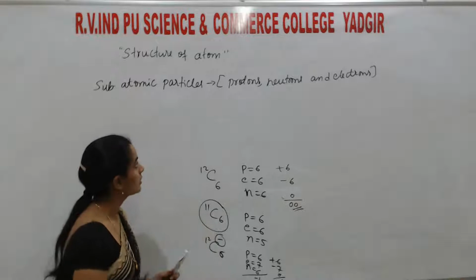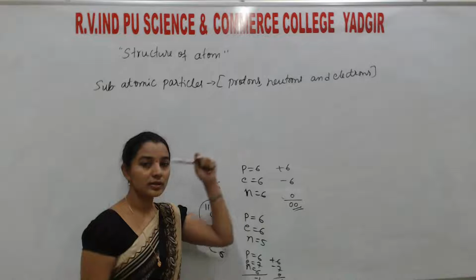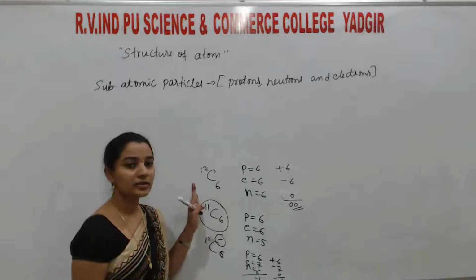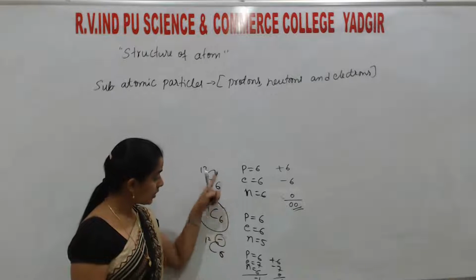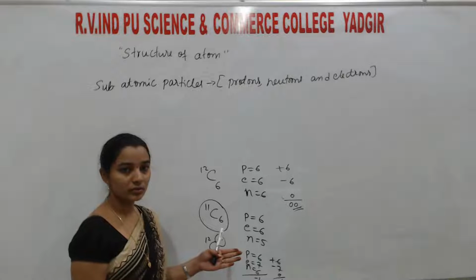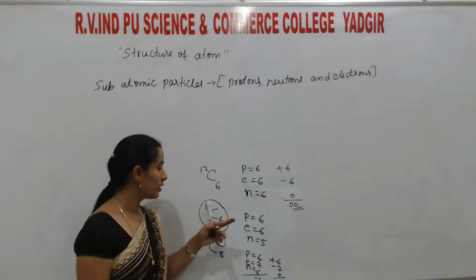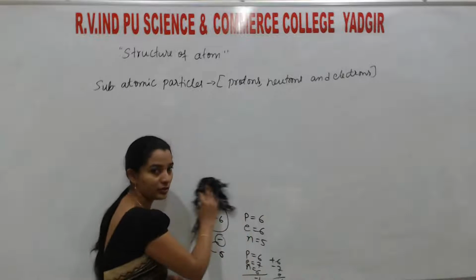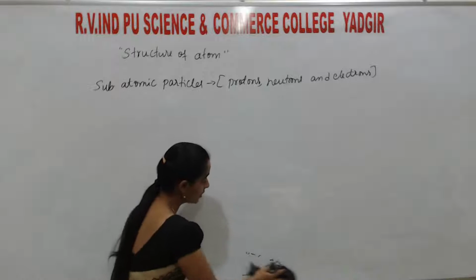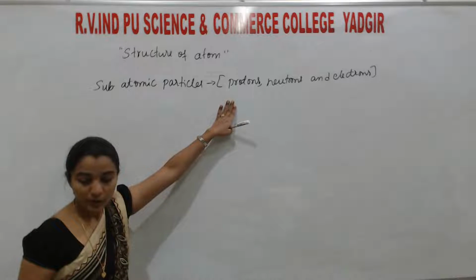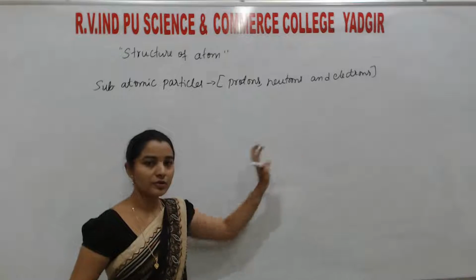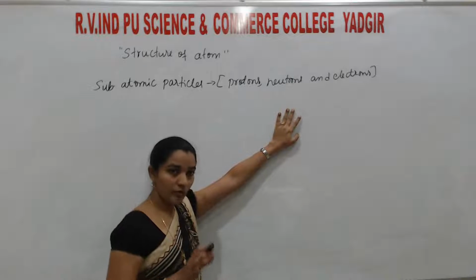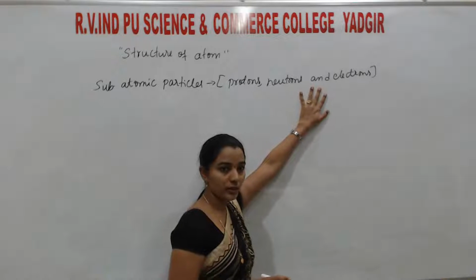What I am trying to tell is, if the protons, neutrons and electrons are balanced, then only the compound or atom or molecule can exist in a stable form. If any one of these is imbalanced, either less or more, then the compound or molecule or atom becomes unstable. These are the subatomic particles, protons, neutrons and electrons, and they are indivisible. We cannot separate them. So now we know electrons, neutrons, protons.